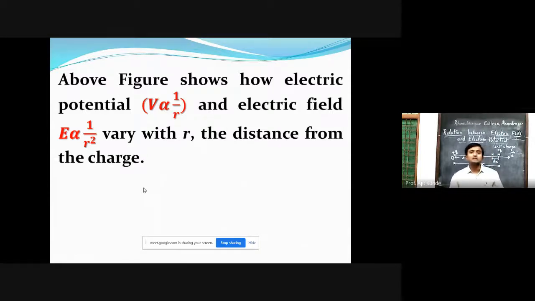Today we have discussed the relationship between electric field and electric potential. Then we have seen what is zero potential, and now we have seen electric potential due to a point charge. In the next lecture we will see the electric potential due to a dipole.